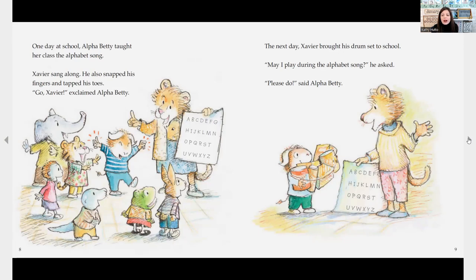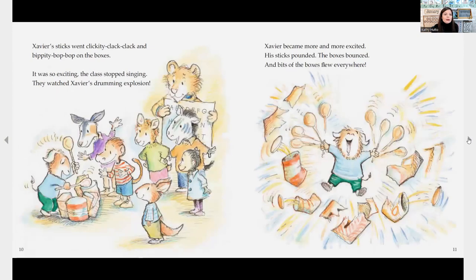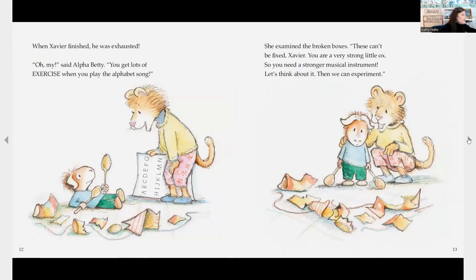"May I play during the alphabet song?" he asked. "Please do," said Alphabetti. Xavier's sticks went clickety-clack, clickety-clack, bippity-bop-bop on the boxes. It was so exciting, the class stopped singing. They watched Xavier's drumming explosion. Xavier became more and more excited. His sticks pounded, the boxes bounced, and bits of boxes flew everywhere. When Xavier finished, he was exhausted.